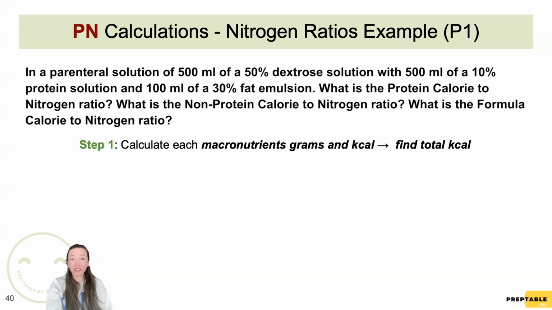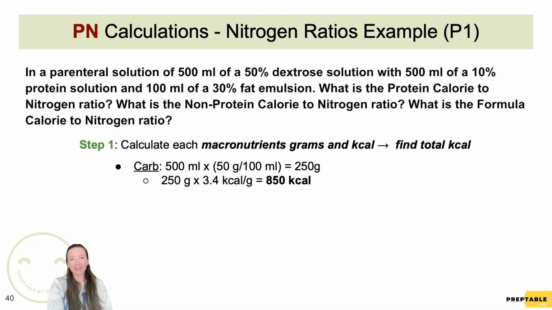The first step would be to calculate the grams and kcals for each macronutrient in the given PN solution, which contains 500 mL of a 50% dextrose solution, 500 mL of a 10% protein solution, and 100 mL of a 30% fat emulsion. We'll then use these values to determine the protein calorie to nitrogen ratio, the non-protein calorie to nitrogen ratio, and the formula calorie to nitrogen ratio. So let's calculate the macronutrient grams and find the total kcals, exactly like what we were doing earlier.